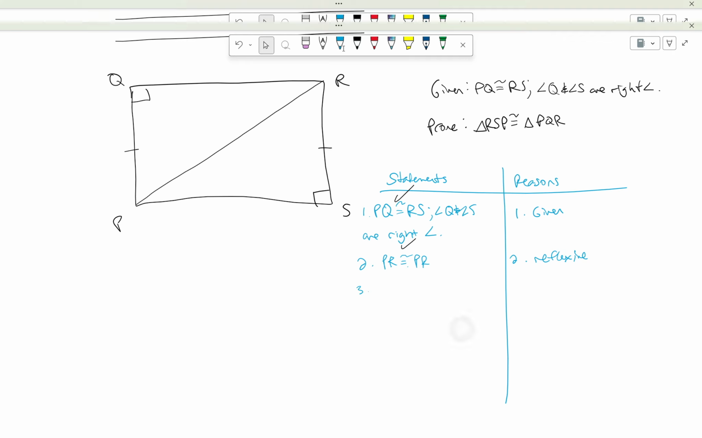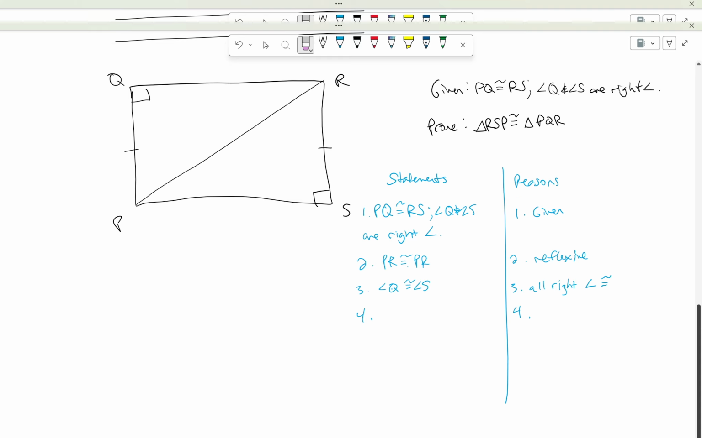Now I need a third part. Right? I need three statements. So this is where I'm going to effectively do side, side, side. But the way I show that PS is congruent to QR is because it is a right triangle. So we know that angle Q is congruent to angle S. We weren't told exactly that, but we know that Q and S are both right angles. Well, we know then they're congruent because all right angles are congruent. That is a reason we have used before. So there we go, guys. We have our three parts.